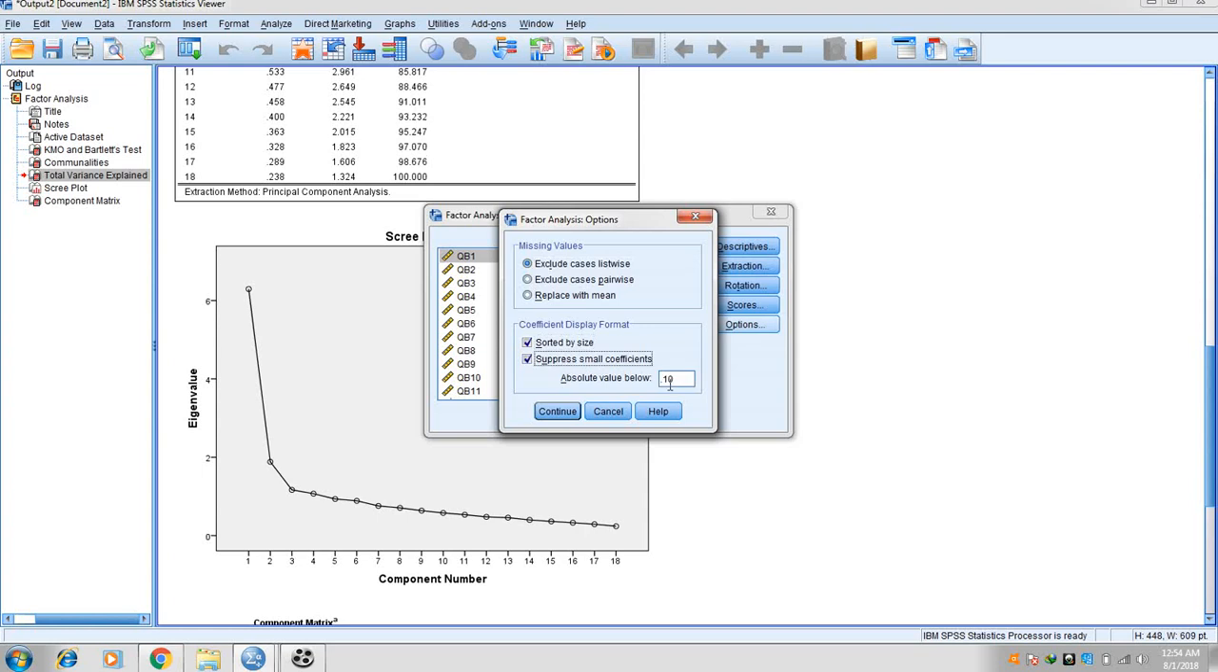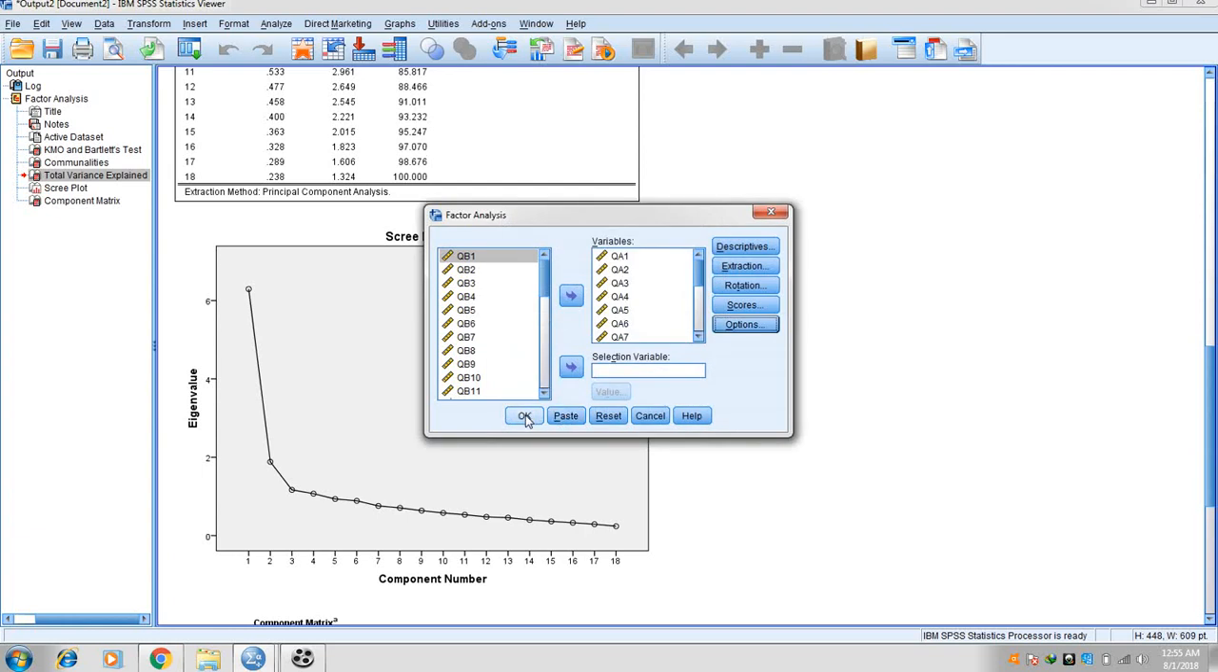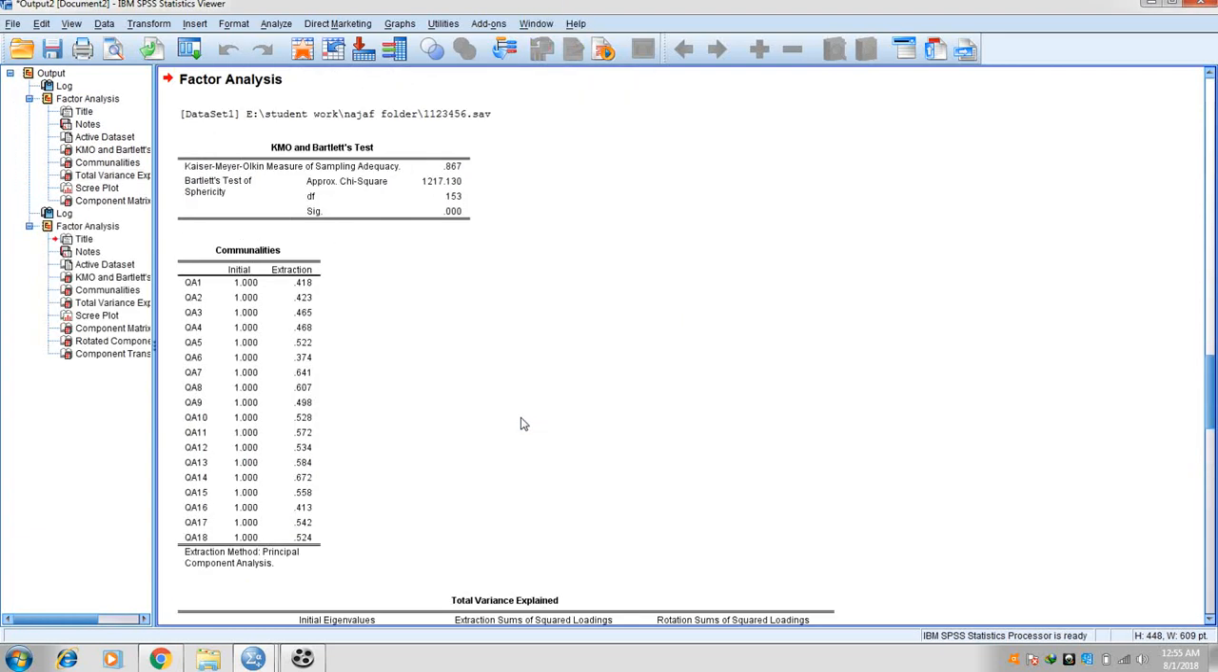Go to options, sorted by size, suppress small coefficients. Here the cutoff level is given 0.1, but in Andy Field's book it is given 0.4. Your factor analysis will show you those items whose factor loadings are 0.4 or greater. Those items with factor loadings less than 0.3 it will discard on its own. Continue and click OK.